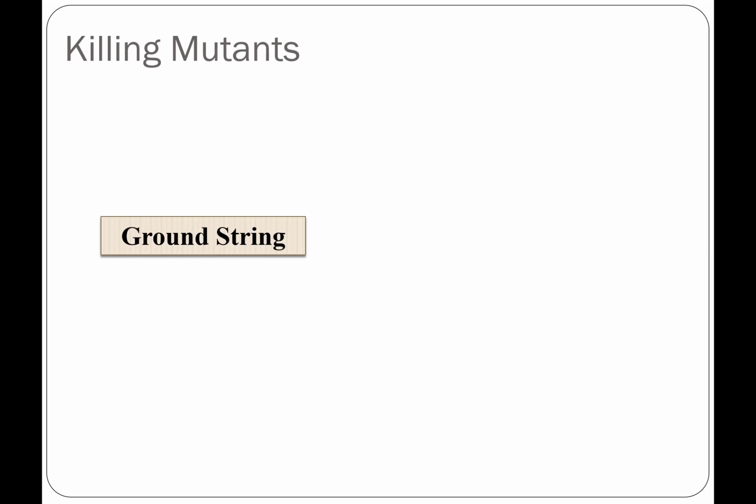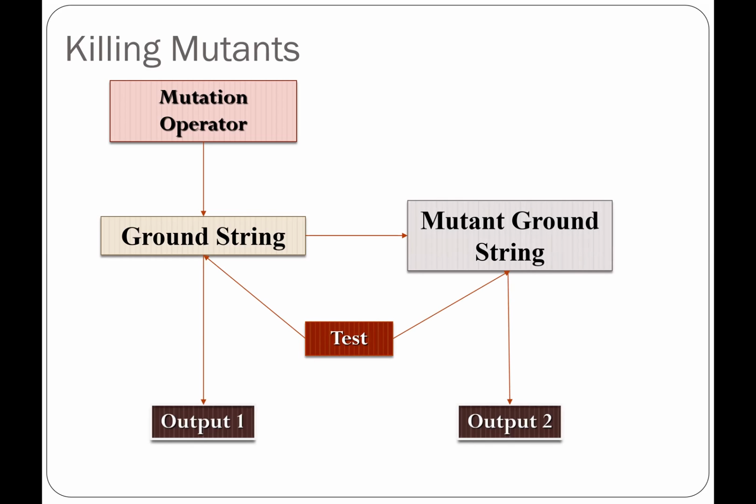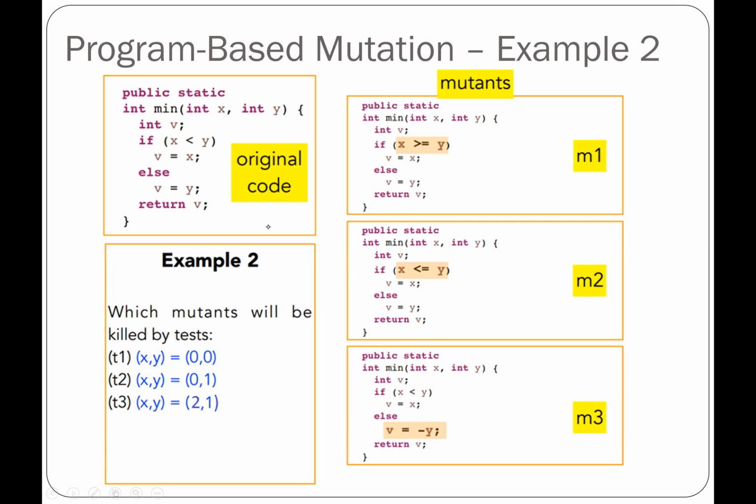Same thing applies with ground strings. I have a mutant operation. I apply it to the ground string, and it produces a mutated ground string. Then I have a test, the same test that I apply to both the ground string and the mutant ground string. They will produce outputs. If the outputs are different, then I would have actually killed the mutant. So back again to this example that we had over here, about that for loop, no, this one. Okay, yeah, this one over here, sorry.